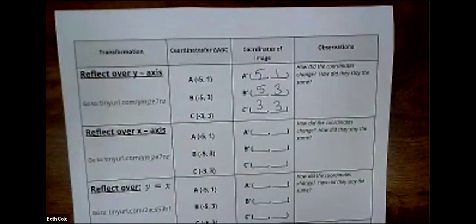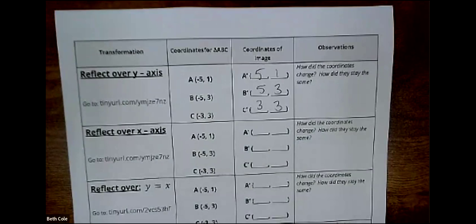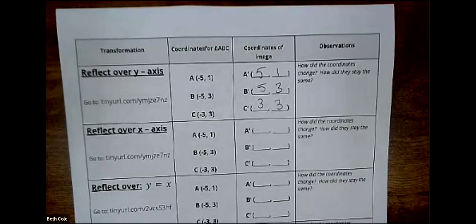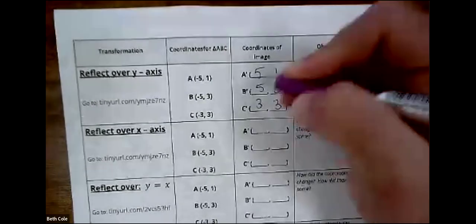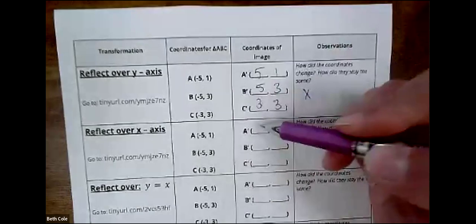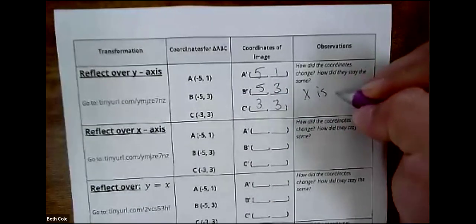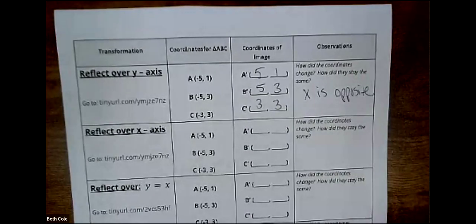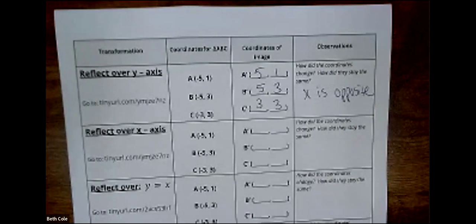And what I want you to notice is what's different. That's what we're going to put in this little box here. What is different about the numbers? Just what do you notice? The X's are what? Yeah, the X's are all positive. They were negative, now they're positive. So we're going to say X is opposite. In this case, they were negative and we turned them positive. If they were positive, you would turn them negative. It's just the opposite, okay?